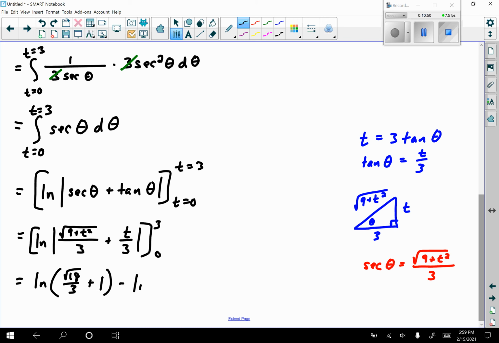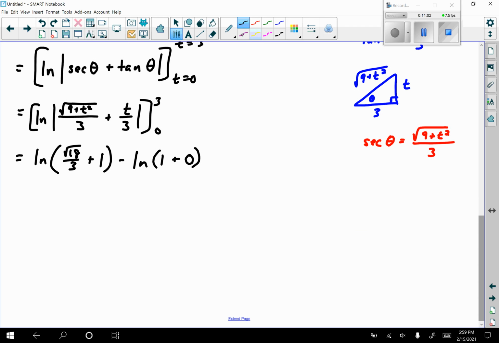Then minus the natural log of, if a 0 is going in for t, that's the square root of 9, which is 3 over 3, which is 1. And then 0 over 3 is just 0. So I'm going to simplify this. So if I looked at radical 18, if you recall, I could write this as square root of 9 times square root of 2. So this becomes 3 radical 2. So I get 3 radical 2 over 3, which is just radical 2.